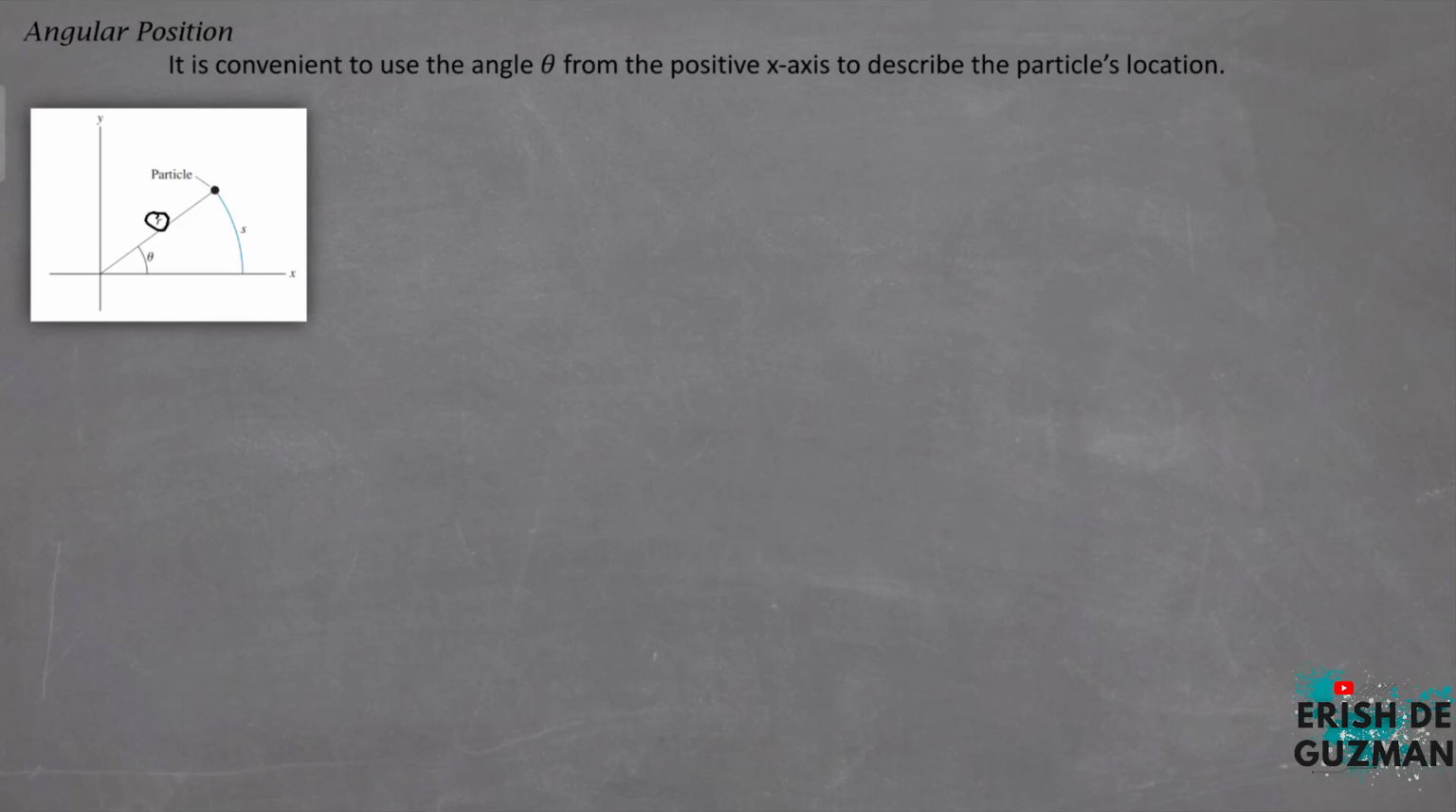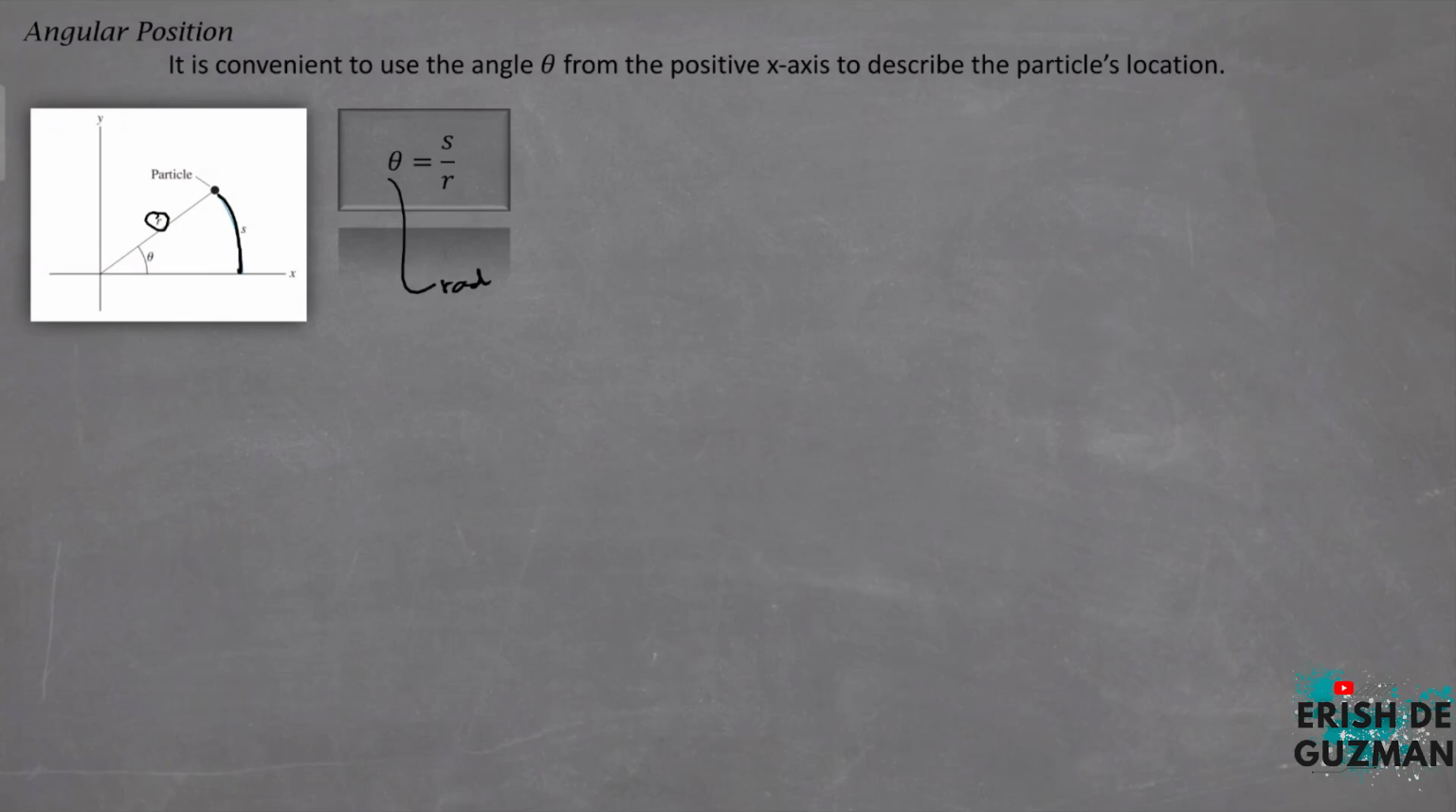Again, in this figure, this is s, the arc length, the distance that the particle has traveled along its circular path. And we define the particle's angle theta in radians in terms of this arc length and the radius of the circle. So this is our equation for the angular position: theta in radians equals the arc length over the radius. So this is a sensible definition of an angle.